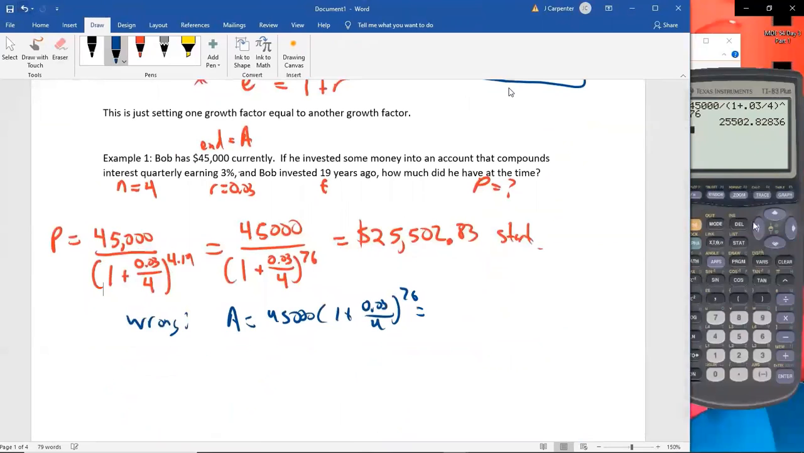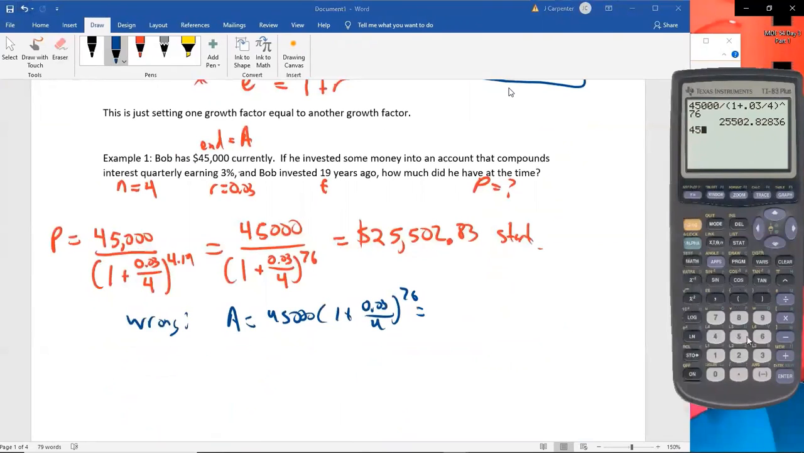76. So if you type this out, let's see what happens. 45 grand. So the true nature of the wrong one is this is 45,000 invested for 19 years at 3% quarterly. So again, this answer is wrong for the context of the problem. I'm just showing you how I can tell it's wrong.